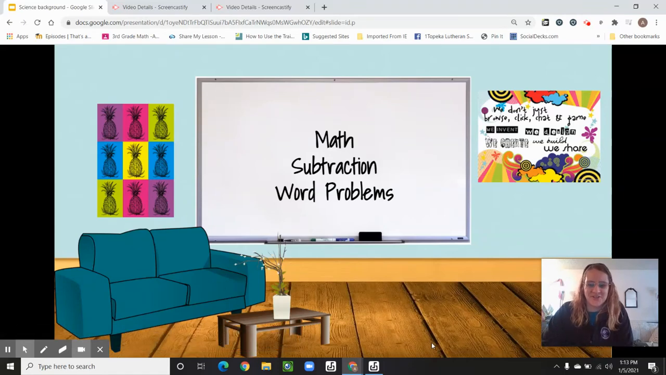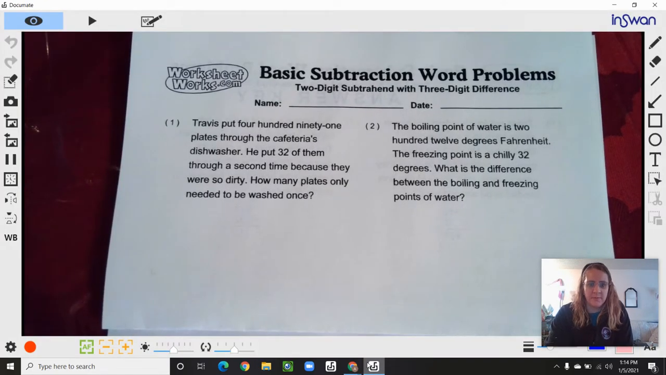Hi, third graders. Today we're going to review subtraction again. We're going to be doing some word problems this time. So you're going to have to figure out how to set up the problem, figure out if you have to borrow or not on the problem, and then solve it. So let me go ahead and work out some example problems with you.